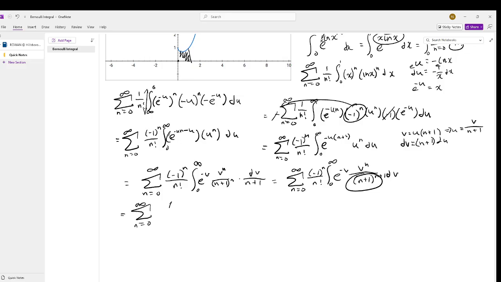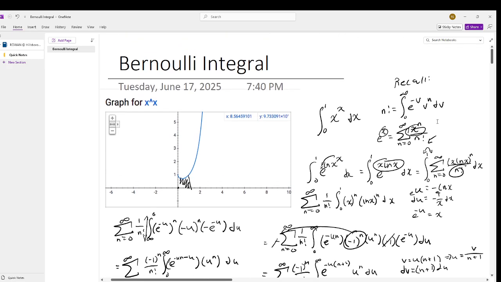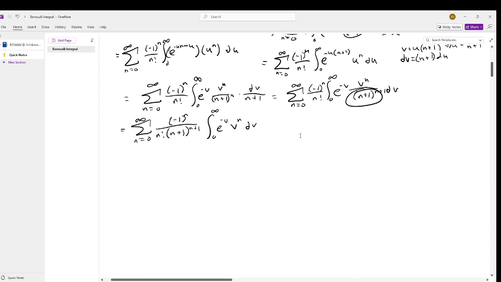And we get the summation from 0 to infinity. This is going to be a super lengthy term out here now. We're going to get n factorial times n plus 1 to the power of n plus 1 times, this is the last time we'll have to write this integral, e to the negative v, v to the power of n, dv. So now this is where the real magic happens. As I stated earlier, the integral from 0 to infinity of e to the negative v times v to the n dv is actually equal to n factorial. So this whole term right here is n factorial.